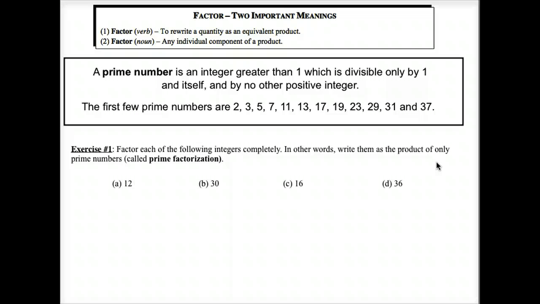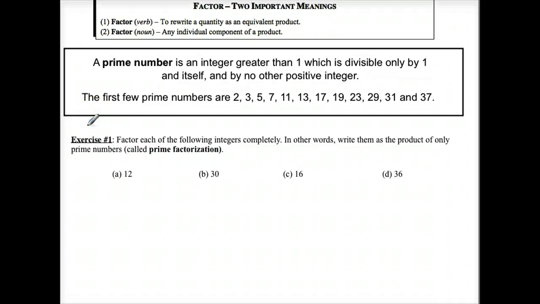So the first thing that I want to look at today is, for each of the following integers, factor completely. In other words, I want you to write these numbers as a product of only prime numbers, which you all know is called prime factorization. Most of you remember the factor tree, so I want to use the factor tree to break these down.